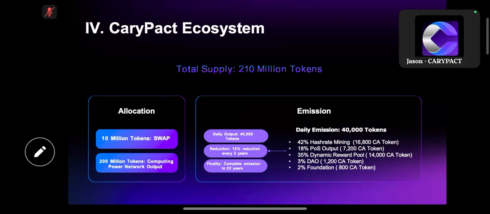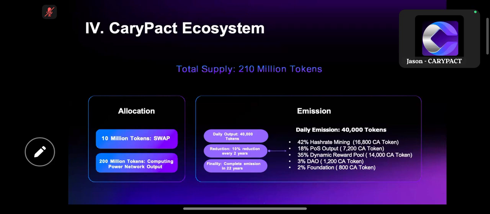Now, talking about the node distribution, we have a daily emission of 40,000 tokens that will be released on a daily basis for the first 2 years. Now, what happens after 2 years? After 2 years, the emission will be reduced by 10%. It happens every 2 years. It will reduce by 10%, and to fully distribute the node token of CaryPact, which is CA, it will take up to 22 years.